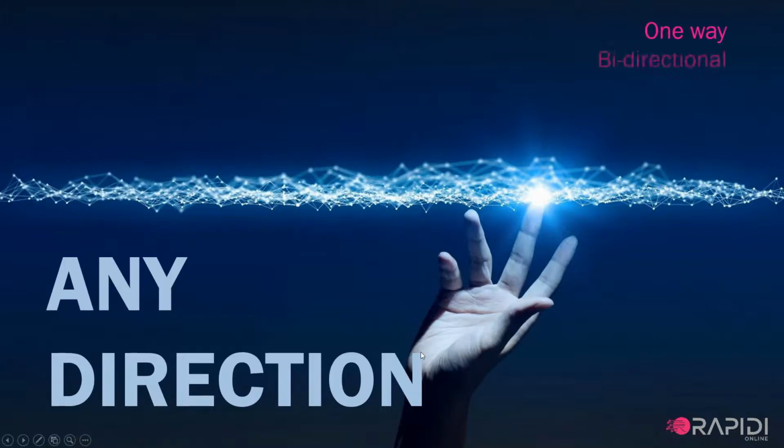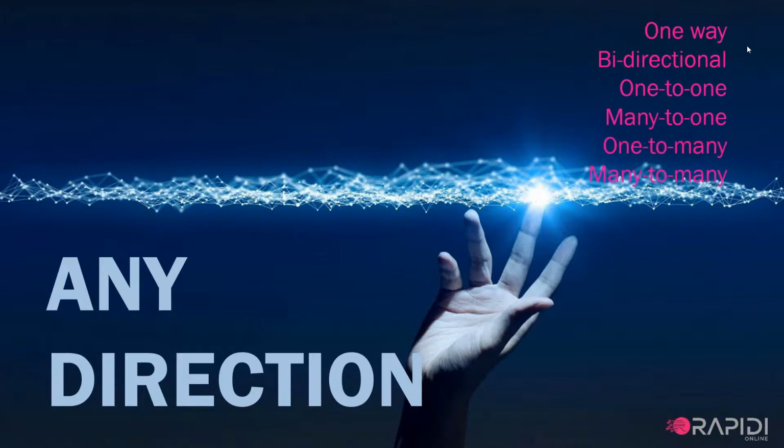We can also integrate in any direction. So it can be one way, it can be bidirectional, so between both systems. And you can also decide between the different platforms how you set it up. If you have a one-to-one integration between one ERP instance and one Salesforce, you can also have multiple ERP systems integrating into one Salesforce, or you can even have a many-to-many integration where you have a whole framework of applications that gets synchronized based on the rules that you set up.